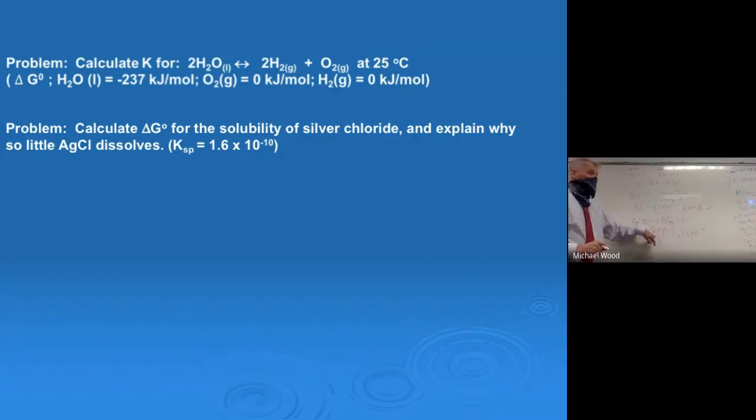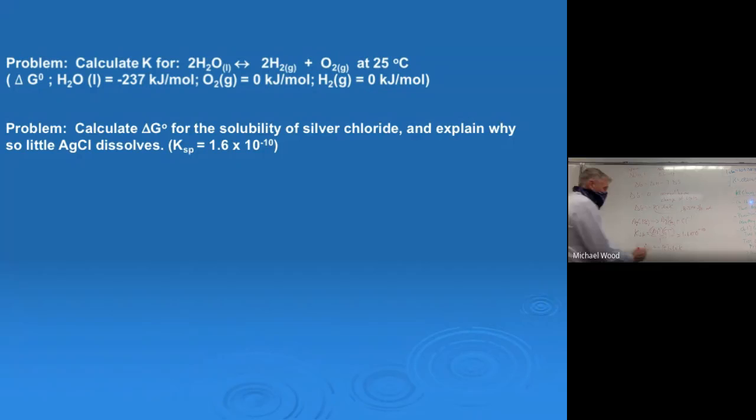Meaning there's not very much silver and chlorine in there. Okay, but the point of this problem is to solve for delta G. So I'm going back to the rat link. I'm going to use the rat link. So rat link connects delta G to K.